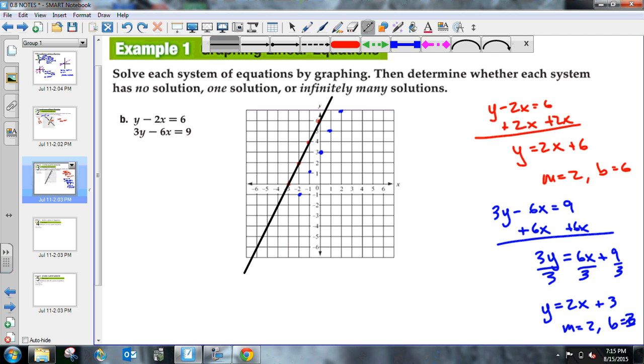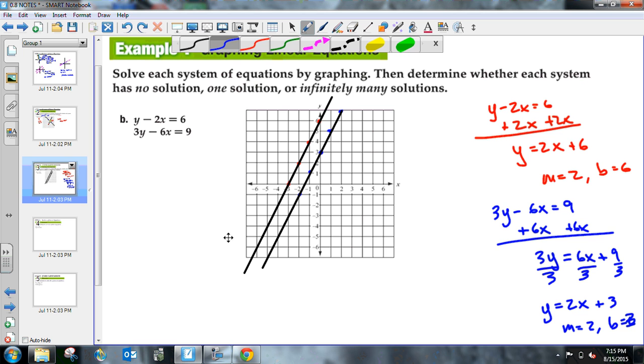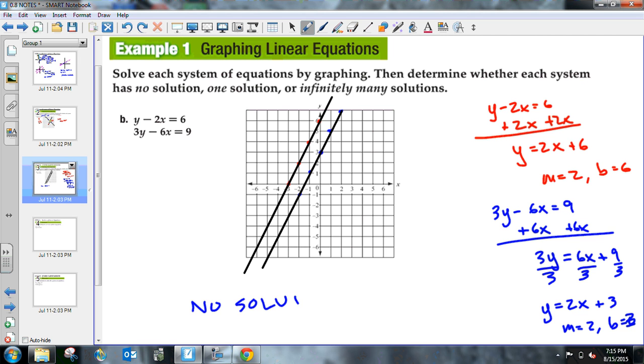Guys, these lines are not going to intersect. All right, they're parallel. Okay, so there's no solution. I'm going to write that. I've got no solution here. Okay, and that's because the lines are parallel. Okay? All right, let's take a look at the next example.